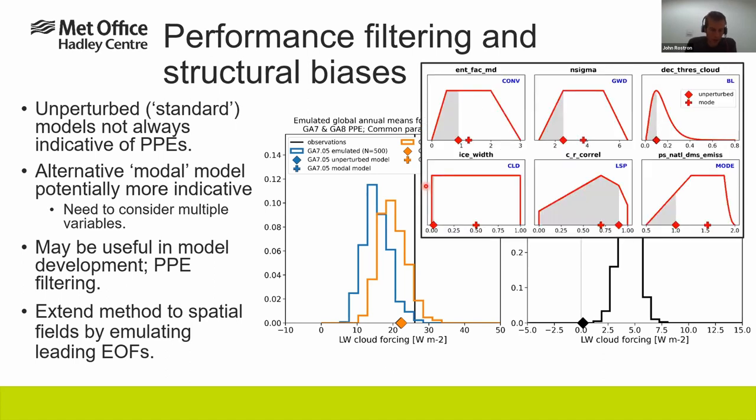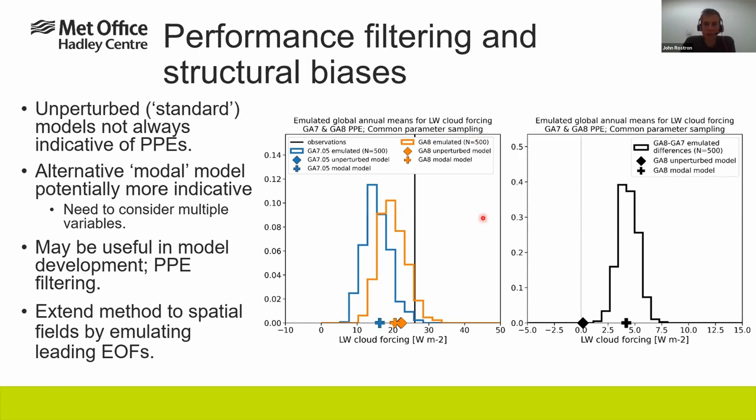So something that we've been considering as a potential alternative to the standard model is a so-called modal model. This is where you take the parameter values of the peaks of your parameter distributions, and where it's flat-topped, you take the middle point. And when we run that through our AMIP simulations, we find that that gives a better representation of the PPE means, and certainly the changes in those means, compared to the standard model.